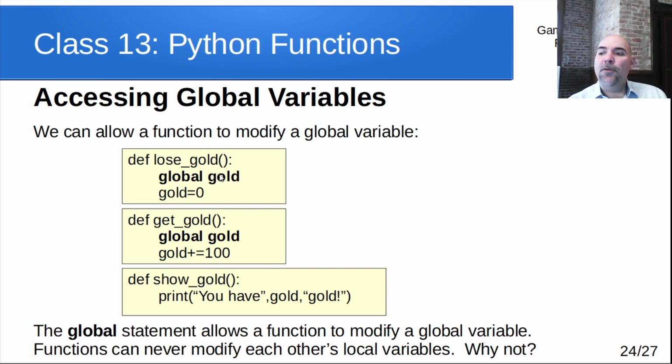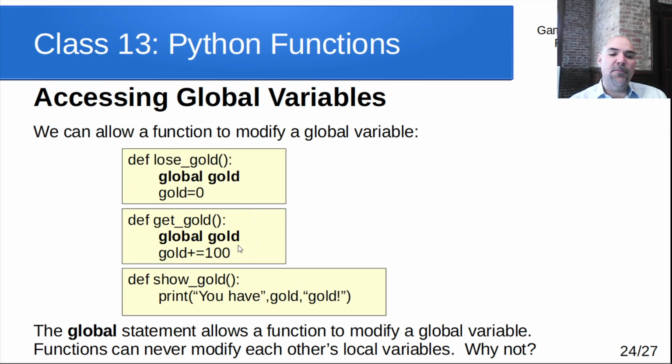So for example, if we wanted to fix that program we had earlier and make it work as expected, we just add global gold inside of the lose gold function. We add global gold inside of the get gold function. And that says rather than using a local variable here, use the global one. We're saying that with this statement. So the global statement allows us to tell a function you're okay to modify this variable, but we have to explicitly state which global variable we want it to access.